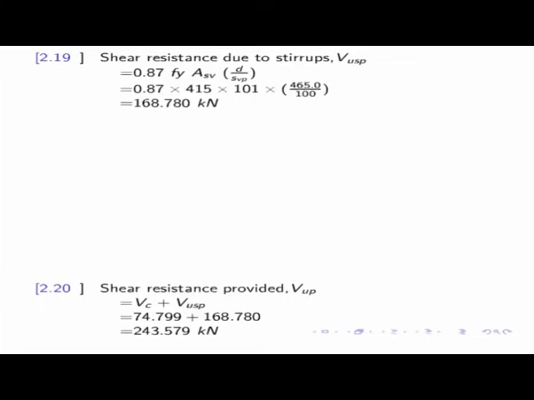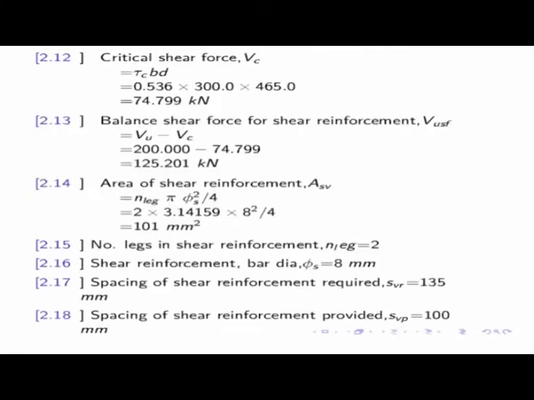So shear resistance due to stirrups is 0.87 fy Asv d by Sv, with Sv provided 100, so 168.78 kilonewton. That means we require here 125.